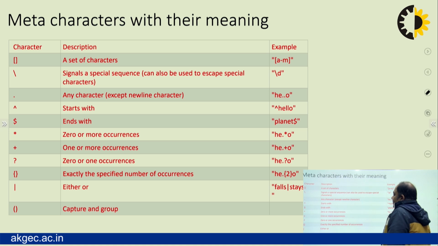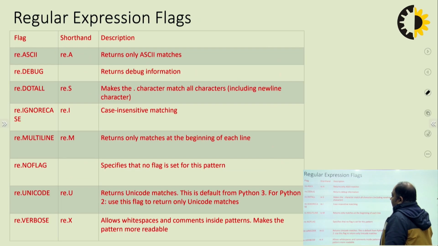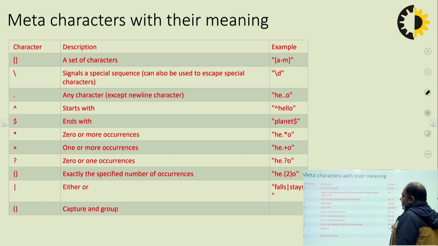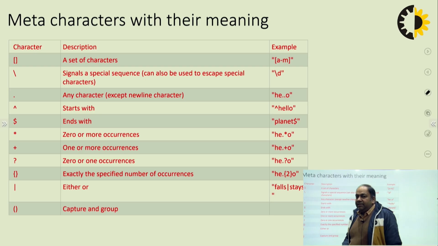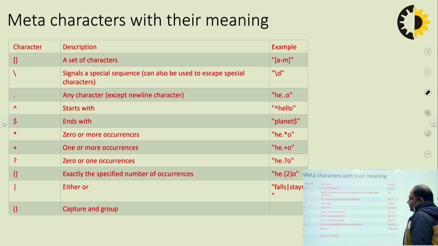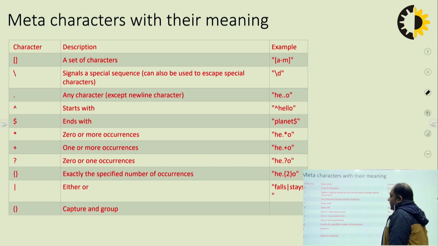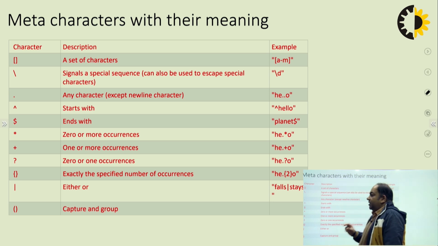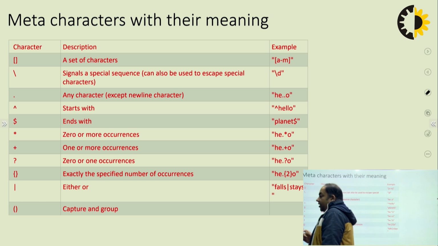Second is a backslash, which signals a special sequence like \d, \A, \b. I will explain what all of these mean in my upcoming slides. So backslash represents the special sequence. Dot represents any character. The caret represents the start with. The $ sign represents the end with. I will take an example of email. The $ sign means with what characters we should end.